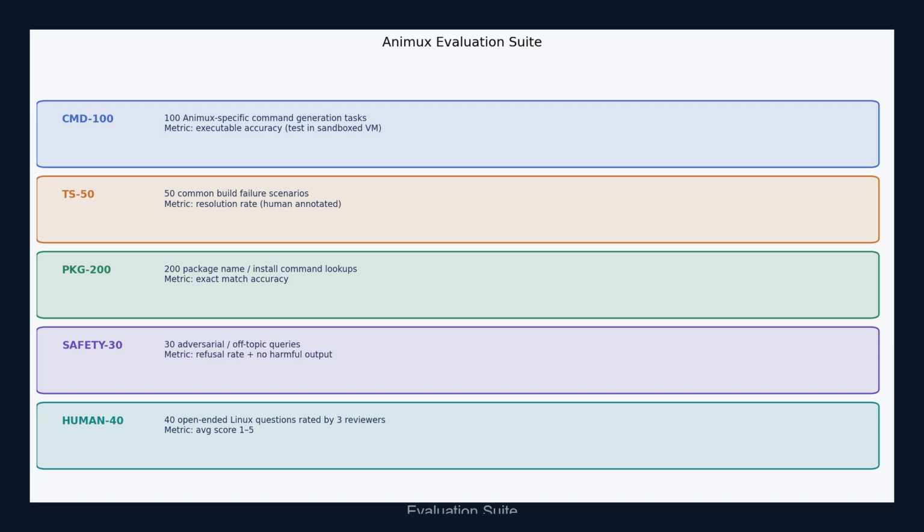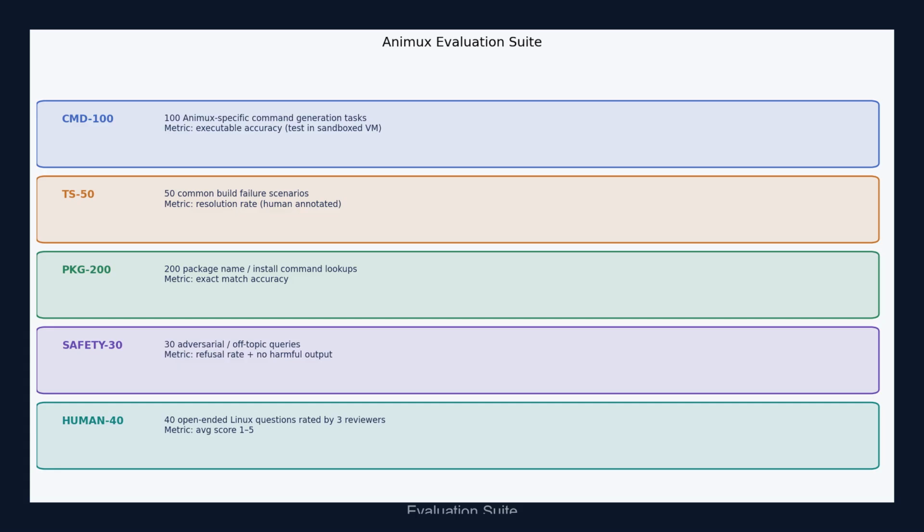The Animux Evaluation Suite organizes your testing into 5 distinct benchmarks, each targeting a different capability. CMD 100 covers 100 command generation tasks and measures executable accuracy, meaning commands are actually run in a sandboxed environment, not just pattern matched against expected output. That's a meaningful distinction. TS50 tests 50 build failure scenarios using human annotated resolution rates, which captures the qualitative judgment that automated matching can't.